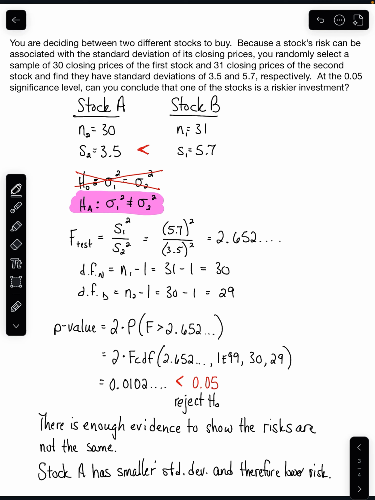Now, what you do with that would be up to you and your preferences as an investor and your goals as to whether you want the riskier stock or not. But this would allow us to see that the risk of stock B is higher than the risk of stock A.